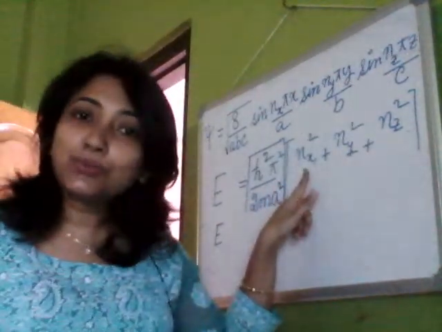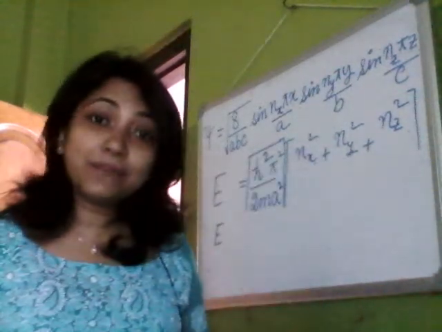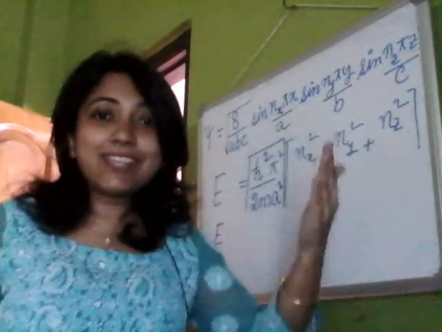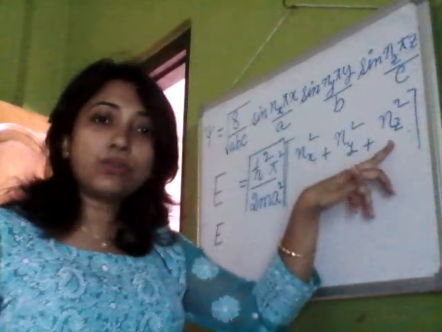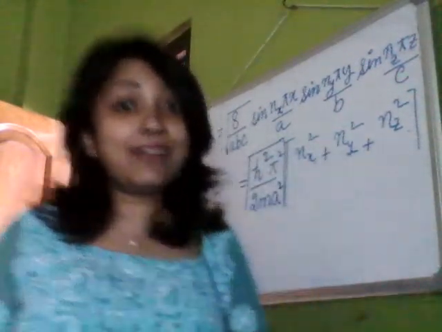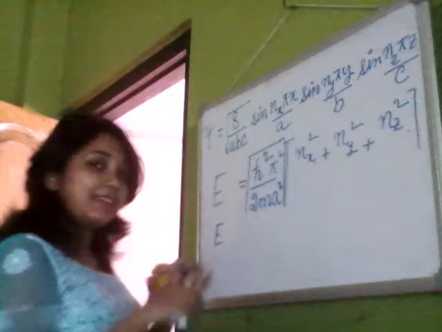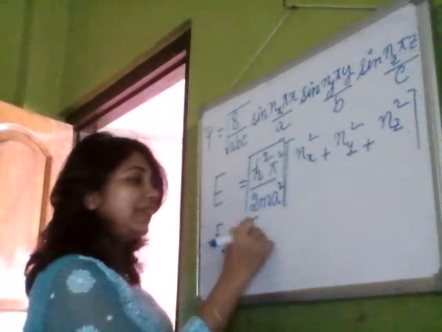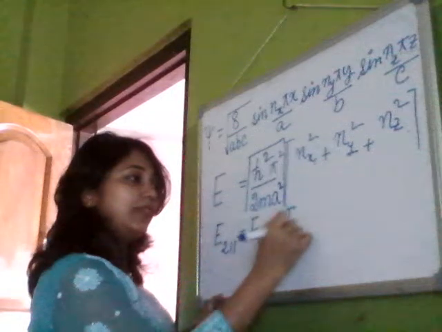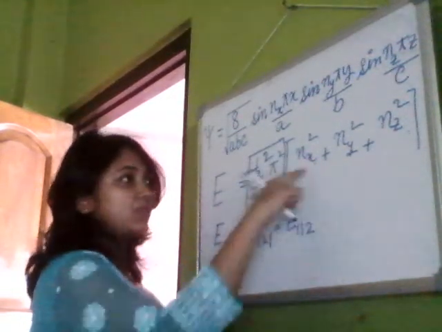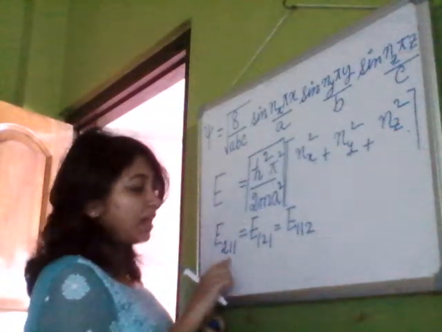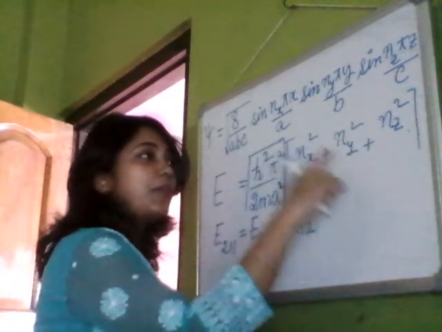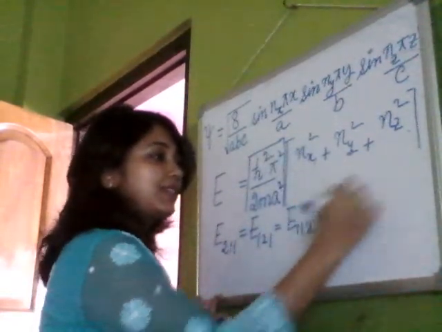Only NX could go to 2. These two will remain 1, 1. Otherwise, NX and NZ can remain 1, and only NY can rise to 2. Similarly, NZ could go to 2 and NX and NY could remain 1. Please see, when I write this, isn't the value of E211 equal to E121 equal to E112? Why am I writing like this? When NX is 2, I am writing it as E, the other two are 1, 1. And since this gives me the contribution of 2 squared, so 4 plus 1 plus 1 is equal to 6 times this constant.